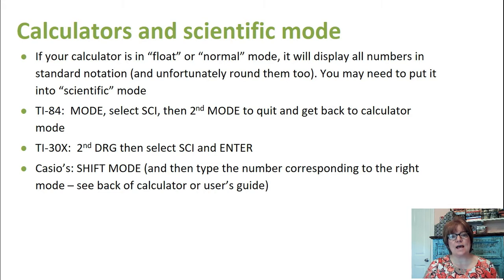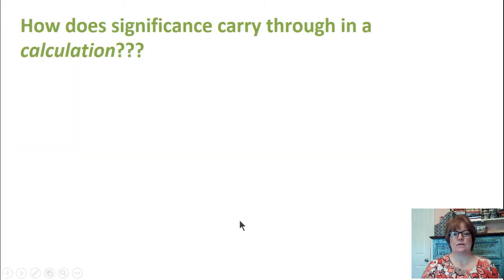So you should get in the habit of learning how to convert your calculator back and forth. Sometimes it's nice to have it in scientific mode. Sometimes it's nice to be able to see it in standard. So here's some instructions on how to do it. Get your calculator, get its little manual out, figure out how to do it, and make yourself a little note card on how to do that.